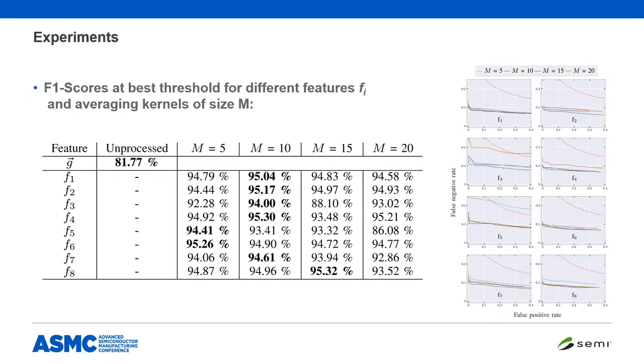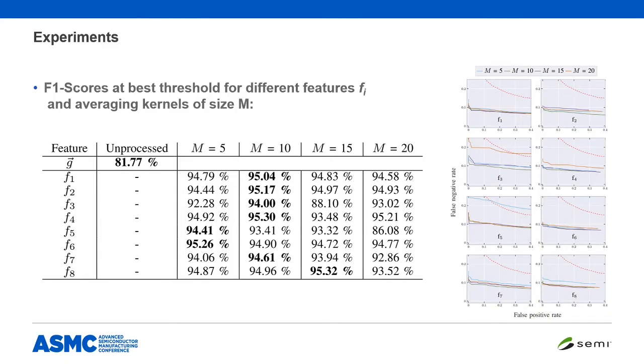Now in the first experiment, using the hair crack sampled from 2 to 20 micrometers, we compare the performances of our proposed features to the raw input data G. The raw input data achieves about 81.77%. On average, our proposed variants achieve about 95% F1 score.